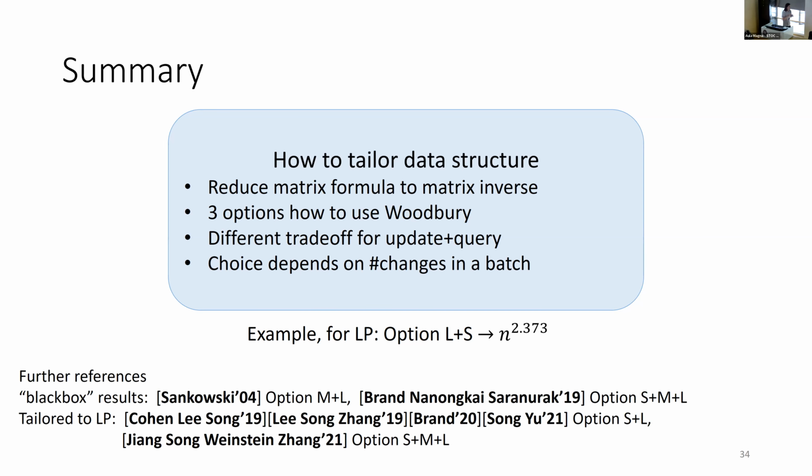But it turns out that this approach is internally used in a whole bunch of other papers as well. So for example, this black box result that I used earlier for Simplex, this is the result by Sinkowski. Internally, that algorithm does actually the same thing. It uses option M and option L together. And in case of linear programs, all of these current linear program solvers can be phrased as combining different options of the Woodbury identity. So this is a really powerful technique to get fast algorithms.